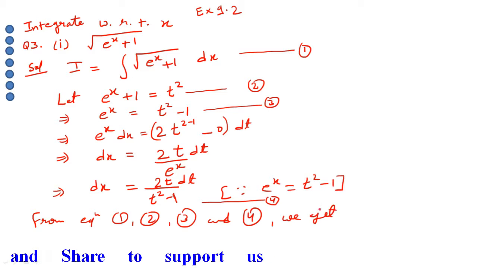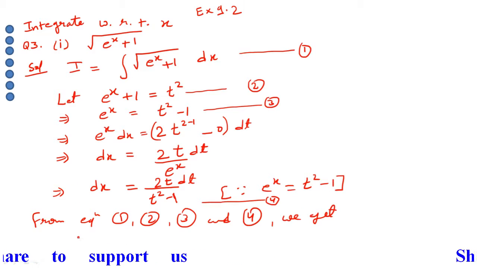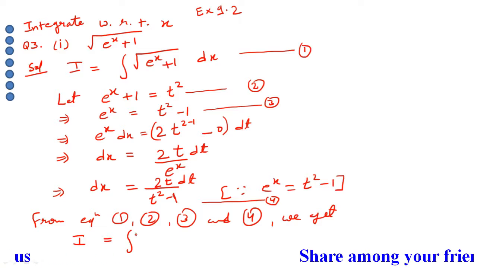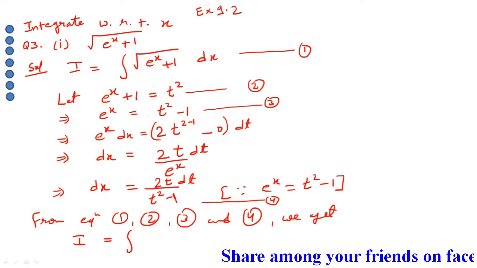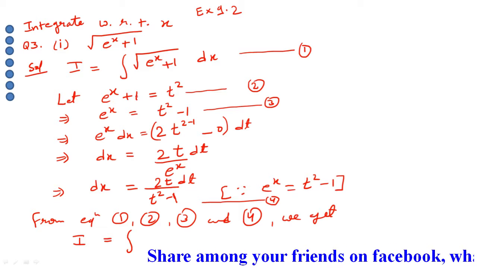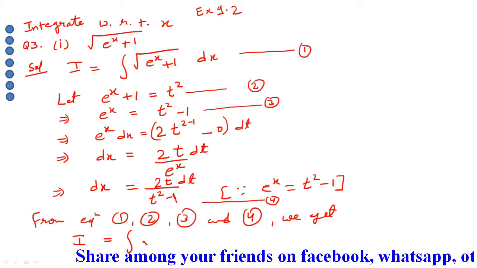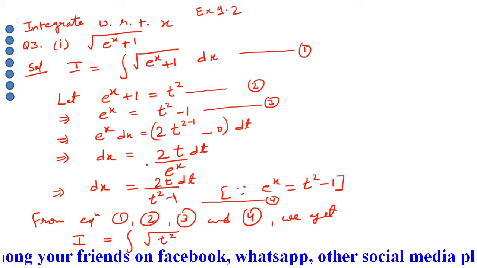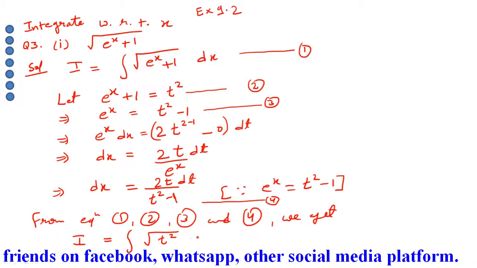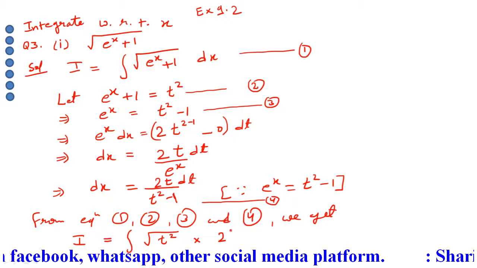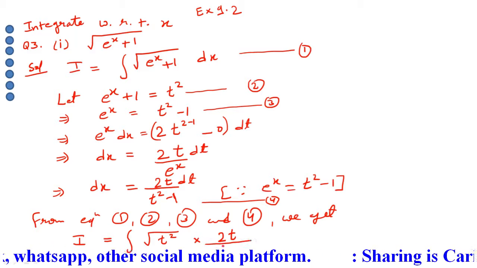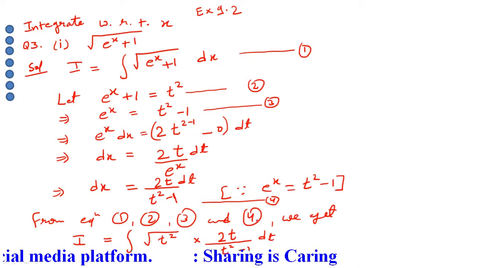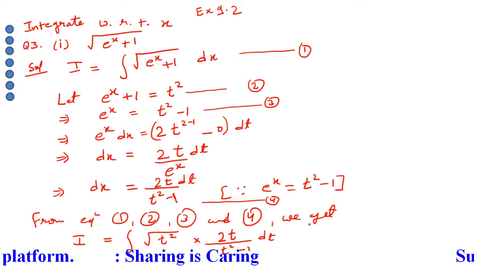So what do we get here? I is equal to the integration symbol, then square root of e to the power x plus 1. What had we assumed e to the power x plus 1 to be? t square. So we write here square root of t square, and then dx. Whatever dx value we obtained, we write it with a multiplication symbol, that is 2t upon t square minus 1 and then dt. Now we move to the next phase.